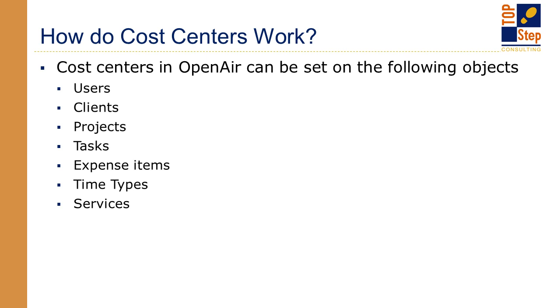You can add cost centers to all of these objects listed here: users, clients, projects, individual tasks, expense reports, time types, which is an additional category field you can add to the timesheet, and services, which are used to designate and bill for a specific service to a client. Now, a user can belong to one cost center and work on a project that belongs to a different cost center. And in OpenAir, you can do cross-tracking, which we will discuss in more detail later in the presentation.